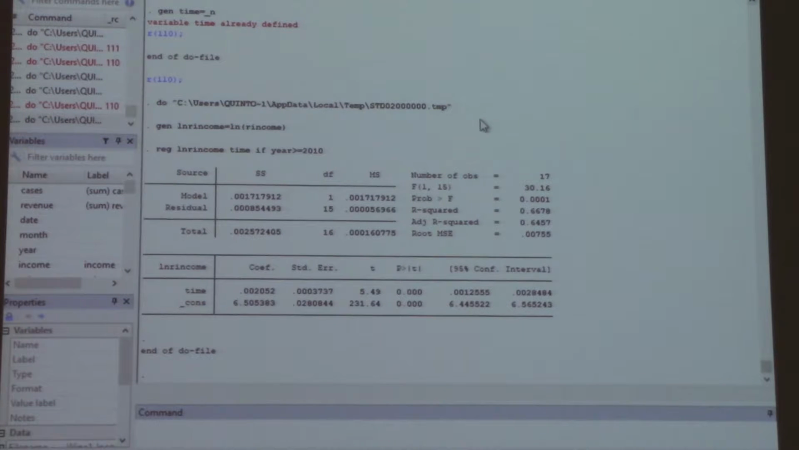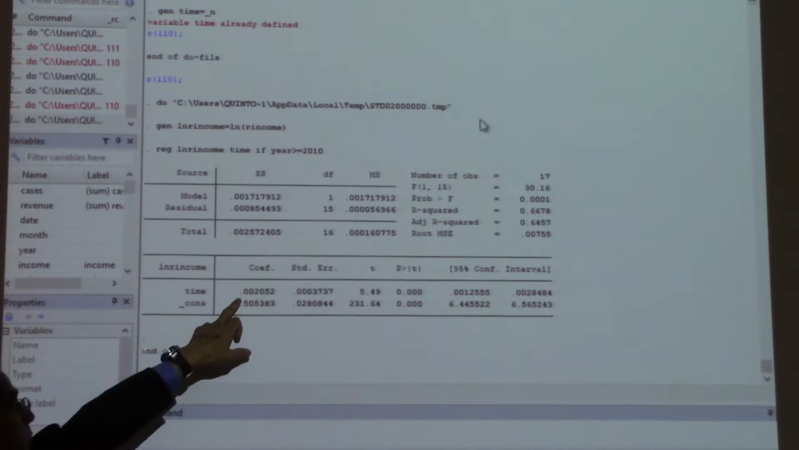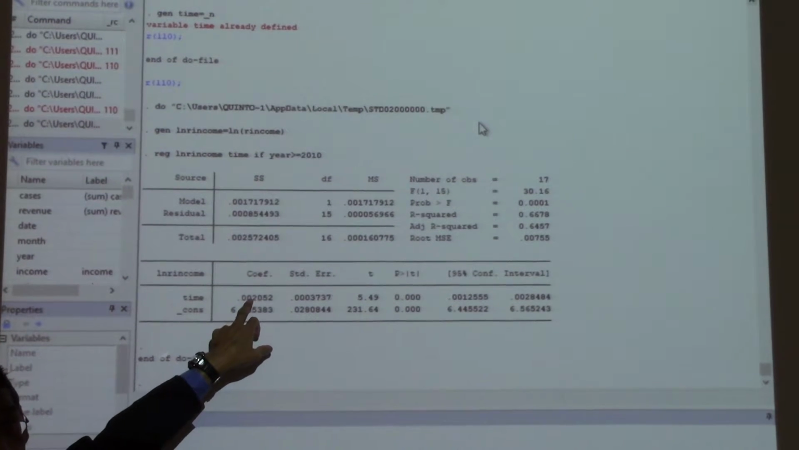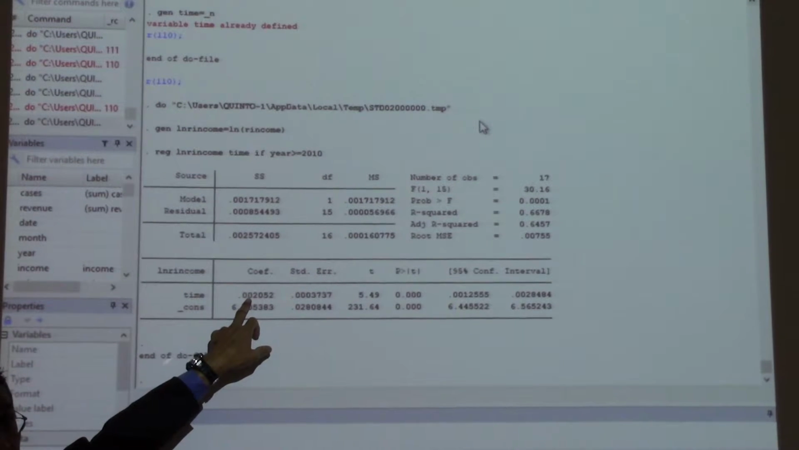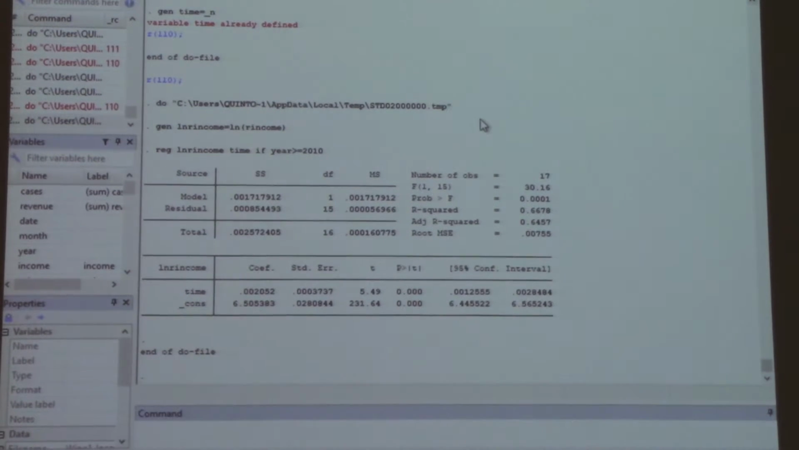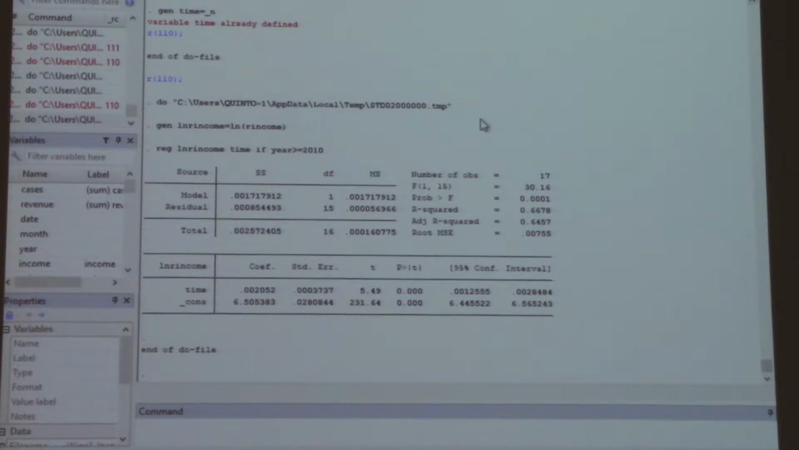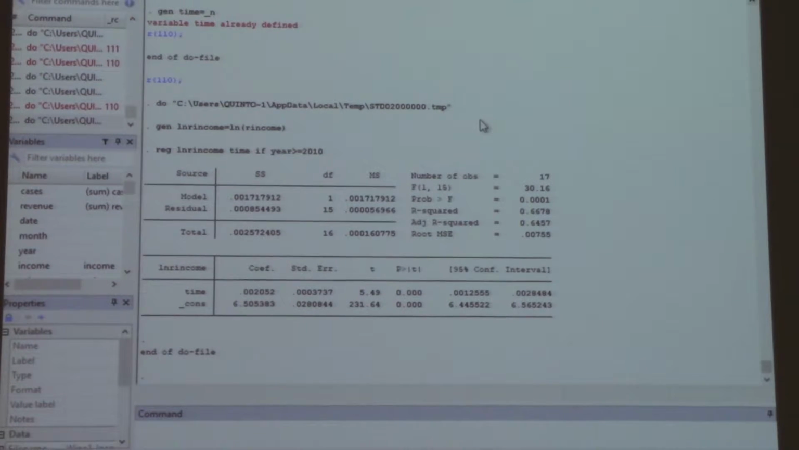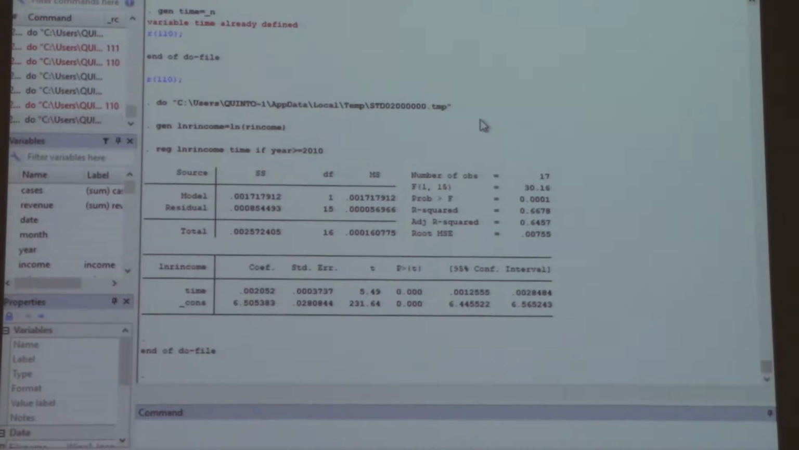So remember, when we run a log regression against time, what does this represent? Percent change. Growth rate, right? So percent growth rate per period. So we've got 4-week ending periods. So after 2010, it looks like income was growing. And again, we only have 17 observations.